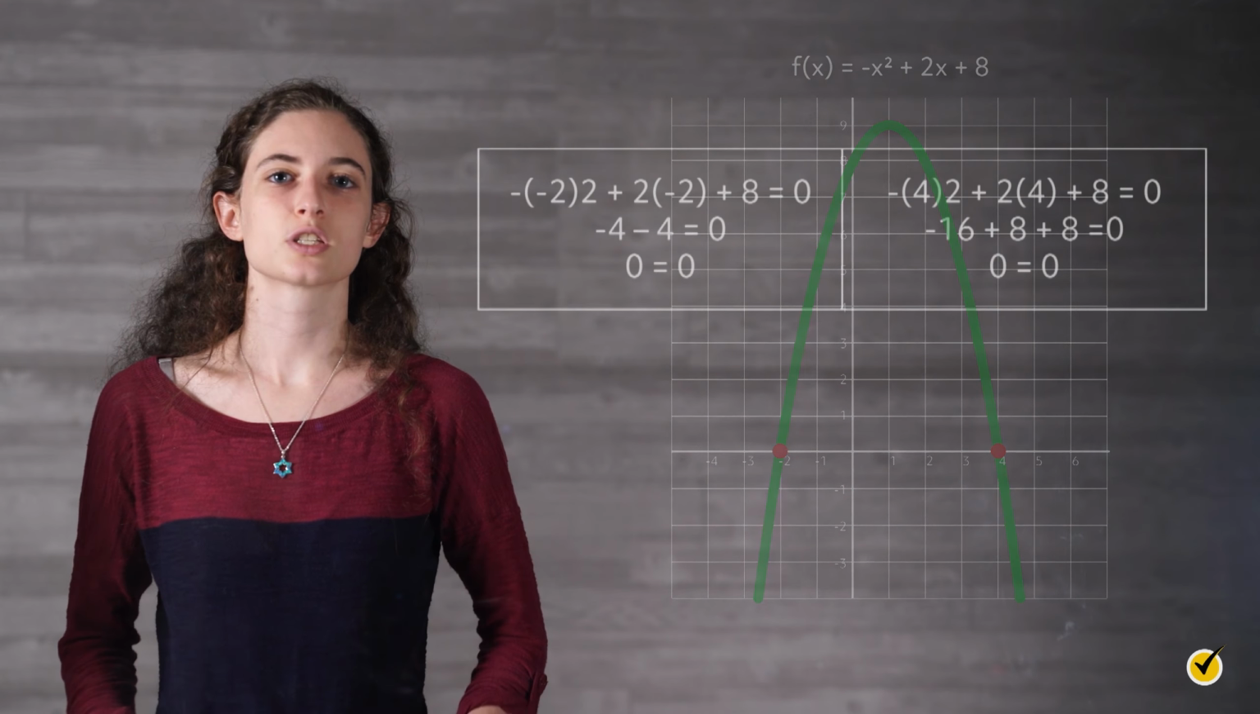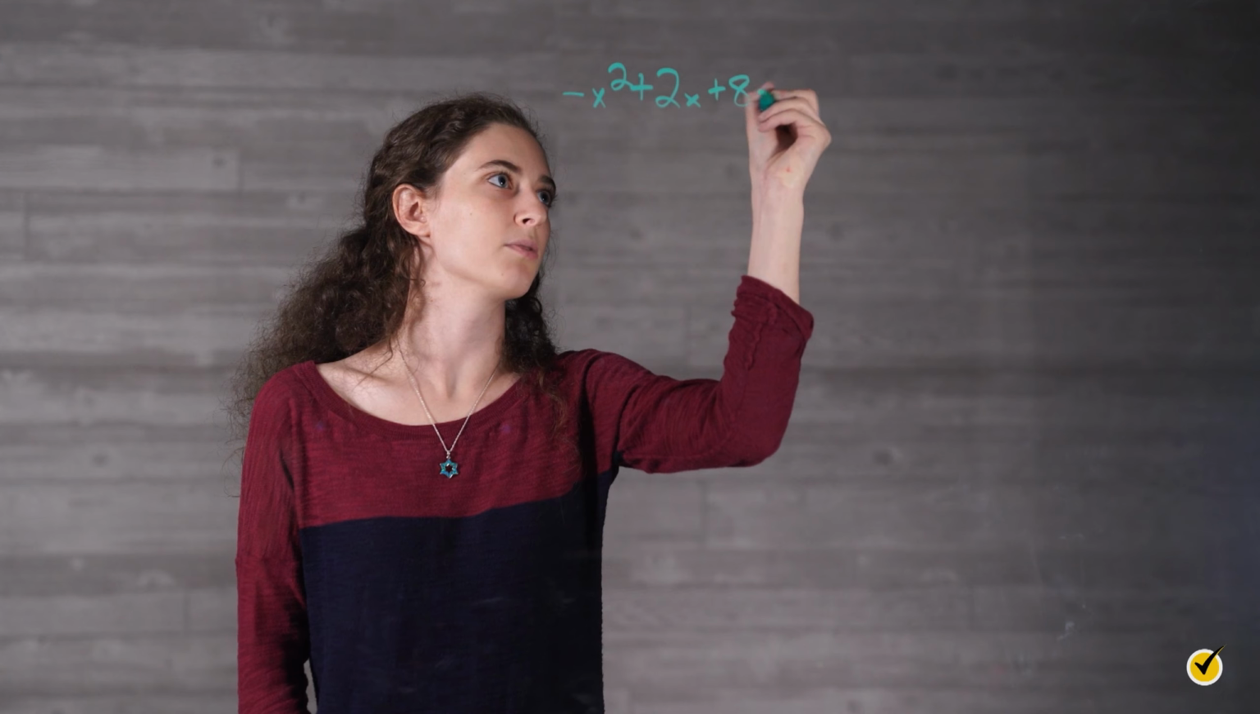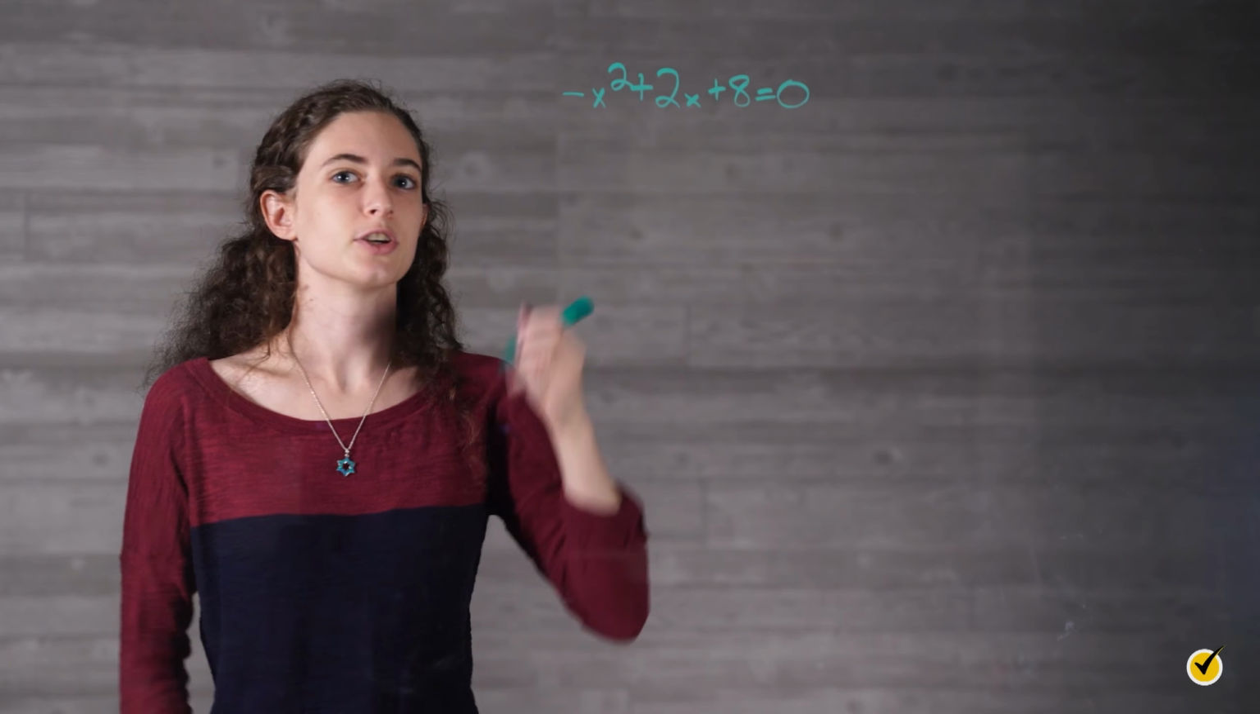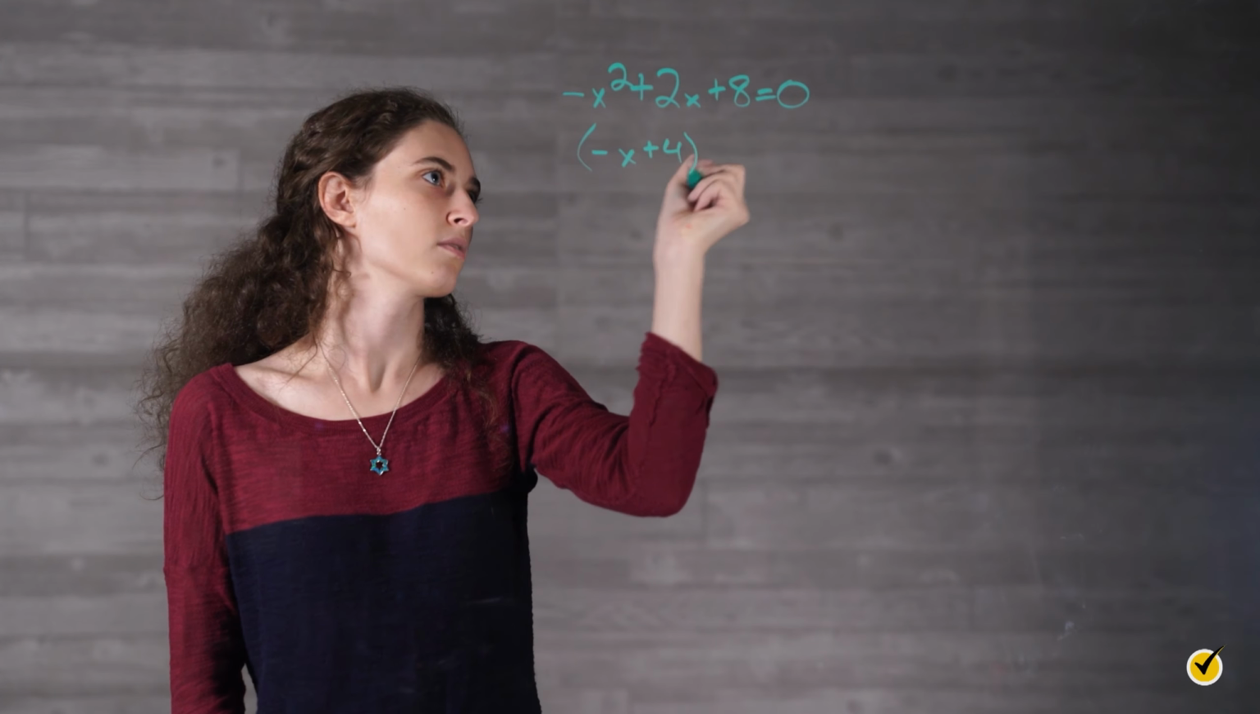Sometimes, quadratic equations can be simplified and solved by factoring. Looking at our sample equation, we have negative x squared plus 2x plus 8 equals 0. The left side can be factored into negative x plus 4 times x plus 2 equals 0.